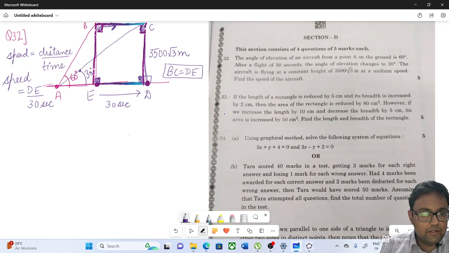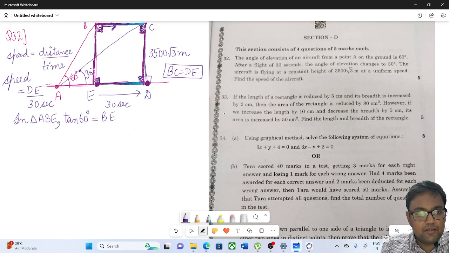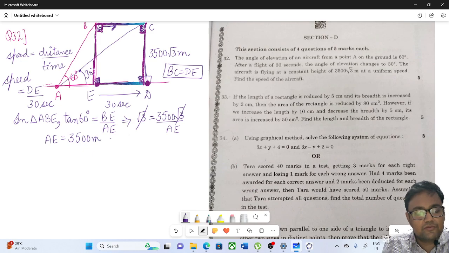So you will take two triangles. First of all, in triangle ABE, tan 60 degrees is equal to perpendicular, that is BE upon AE, right? So what is BE, children? You know that tan 60 is √3 and BE is 3500√3 upon AE. √3 will cancel out √3. So AE is equal to 3500 meters. So this will be equation number 1.